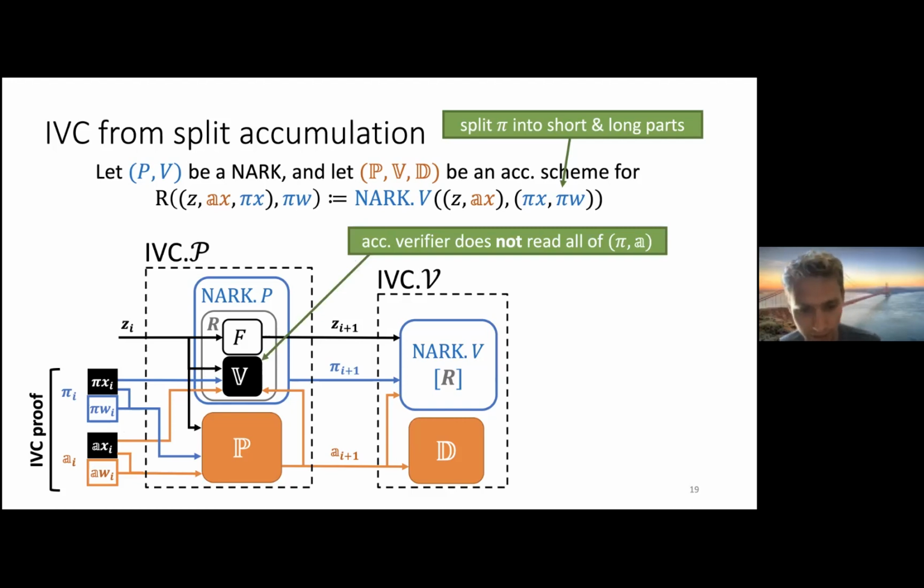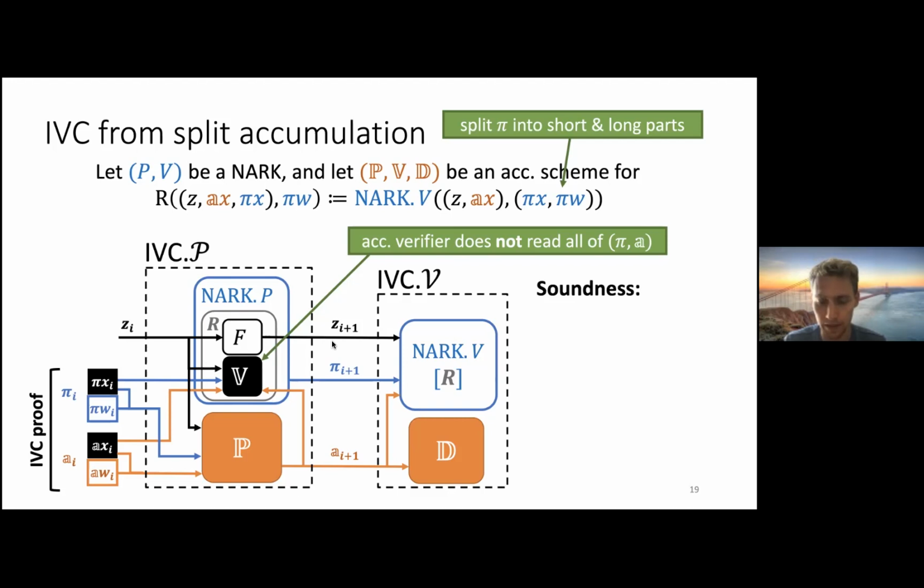I'll stop in a second and you can ask questions, but the key insight here is that the accumulation verifier doesn't even need to read the entire proof. So this is how we're able to construct this, and the recursive circuit now is really, really small. It is just this accumulation verifier, which reads a short part of the proof, and the function itself. This is the size of the recursive circuit, which in the end will be the main thing for efficiency, and is now reduced to the smallest possible thing.